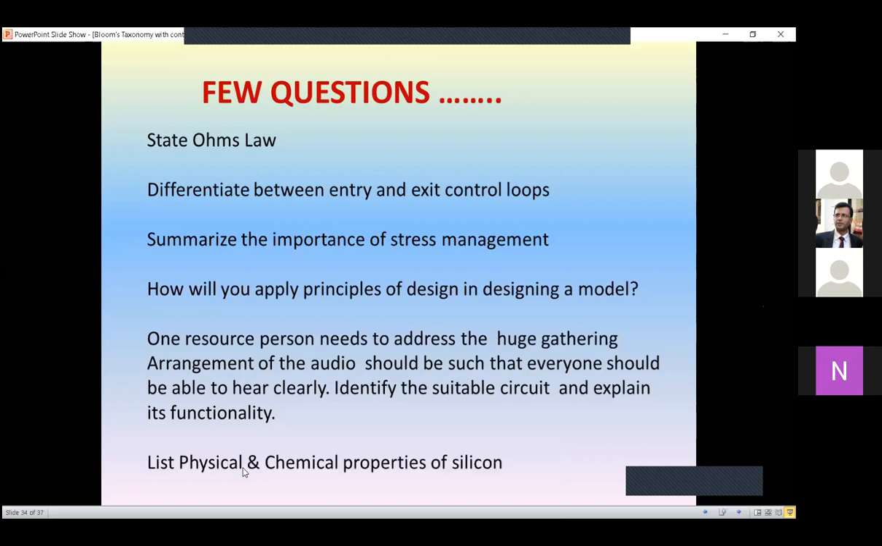List physical and chemical properties of silicon. Yeah, if it's list, Level 1, remembering. Yes, remembering. Level 1, because they are just listing. Yes, absolutely, remembering. They are just listing it, so it's remembering.